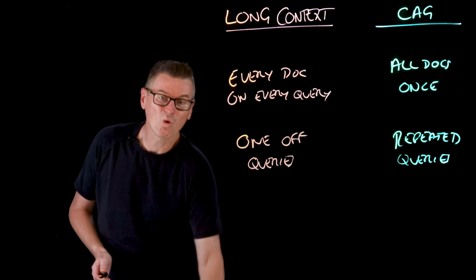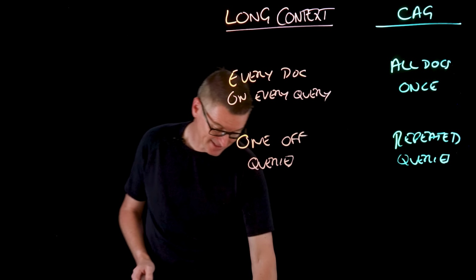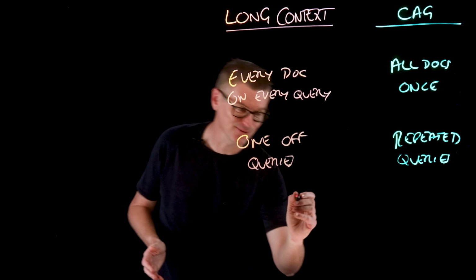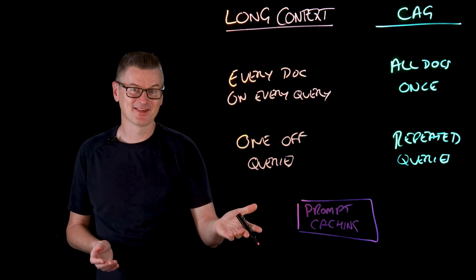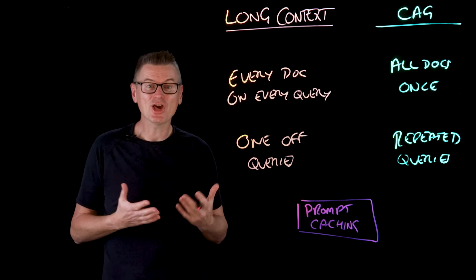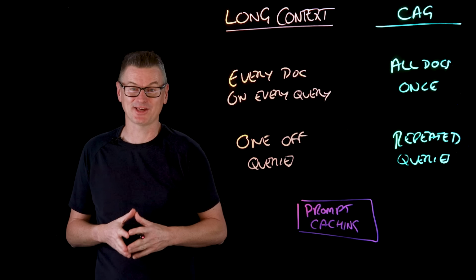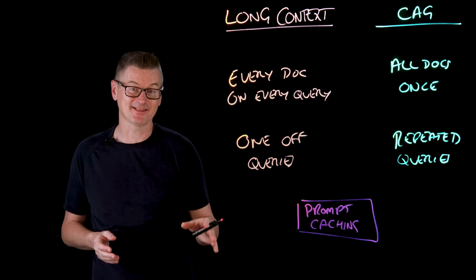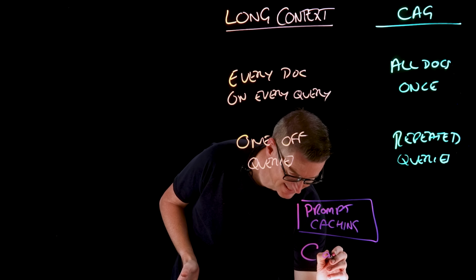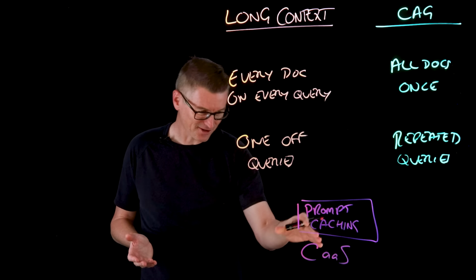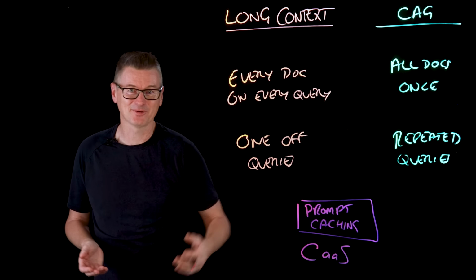Now, there is one more piece to this that makes CAG a practical thing to use in the real world. That is called prompt caching. Now, major LLM providers now offer prompt caching as a feature of their APIs. And the idea is essentially CAG as a service, which is not a real acronym, but that's what it is.